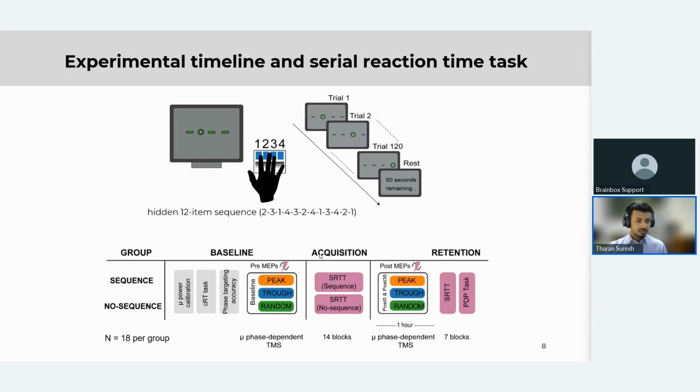And after sequence learning occurred, we measured MEPs immediately and 30 minutes after the sequence task. And 1 hour from when they had completed the serial reaction time acquisition, participants also performed this task again for fewer trials, in this case 5 blocks, to evaluate retention. And finally, they finished with the process dissociation procedure. This is a task that is used to test explicit knowledge of the sequence.